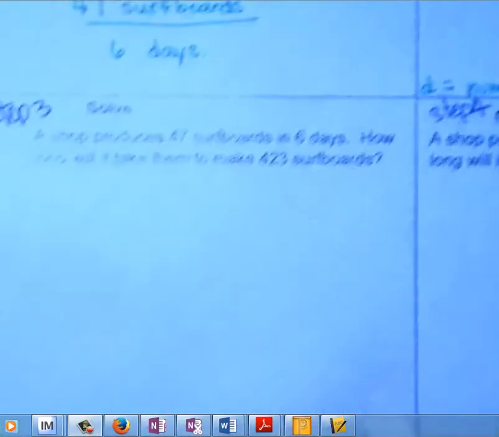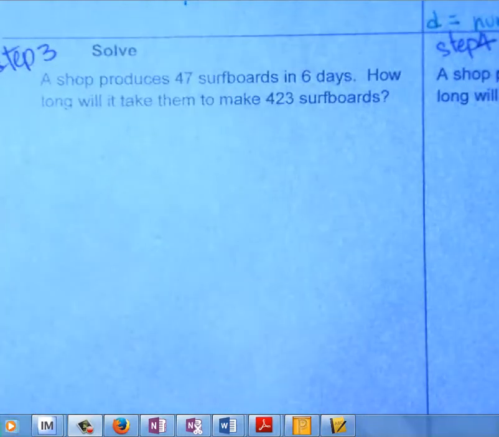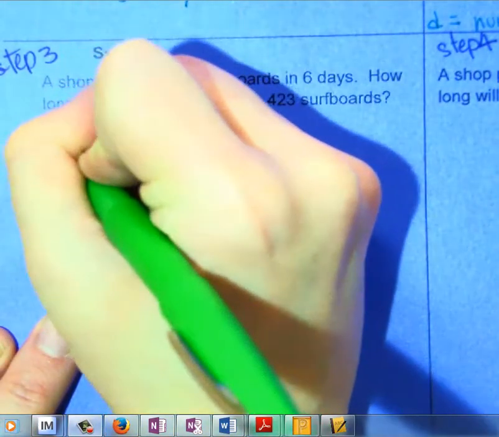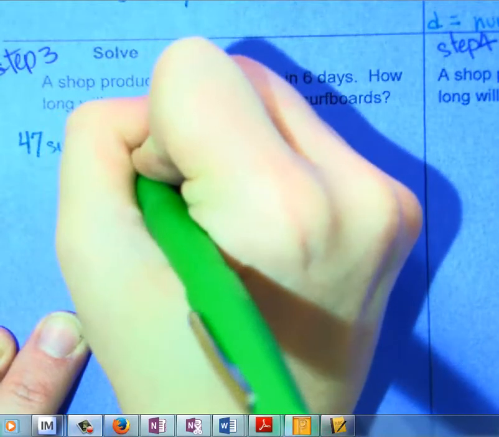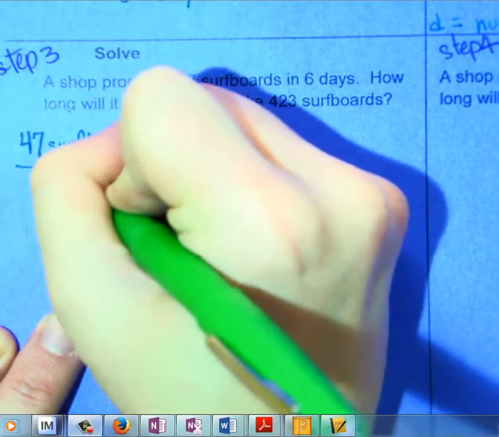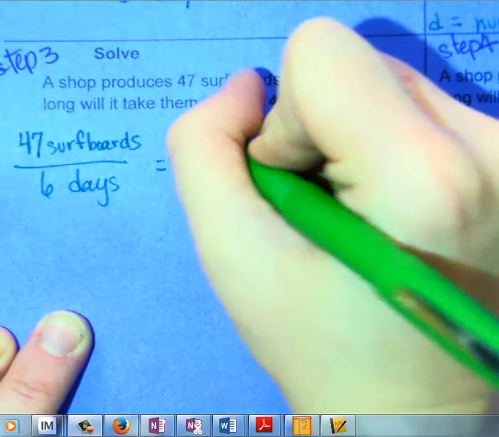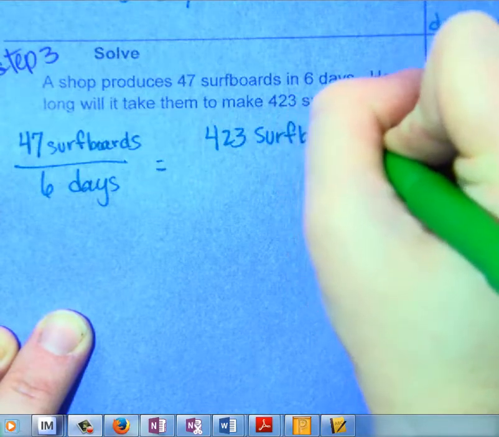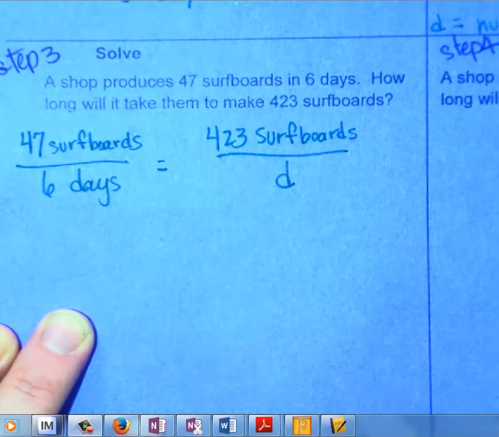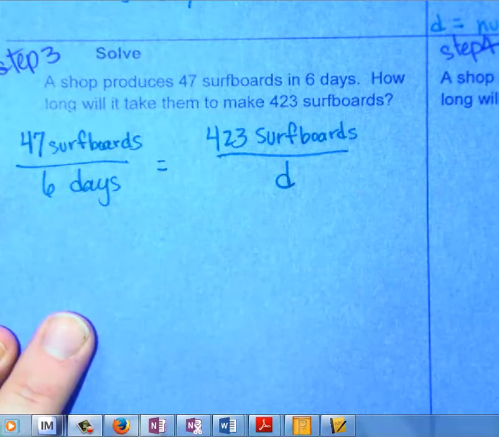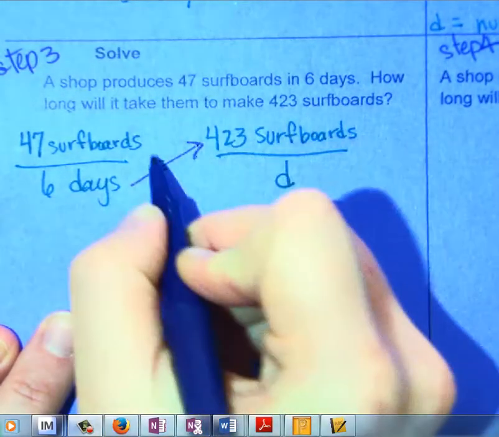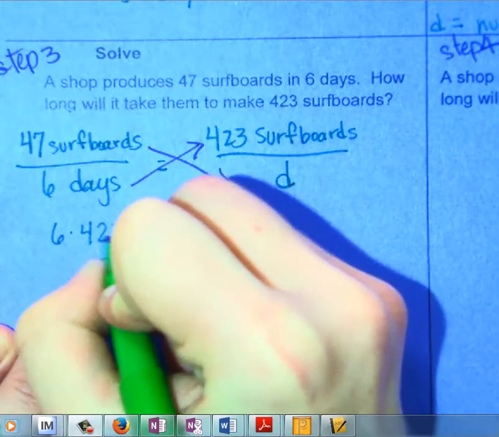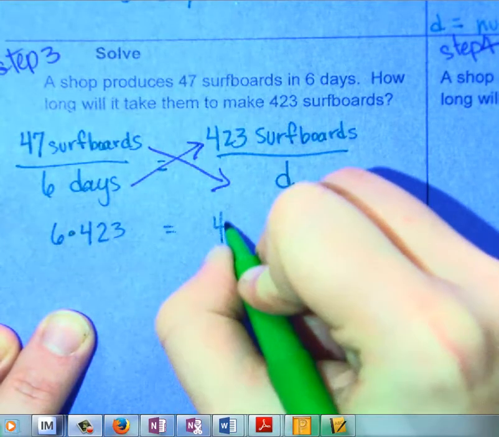So then we're going to move on to step 3. We're actually going to solve it. So 47 surfboards, that's our first ratio, to 6 days is equal to 423 surfboards, this is our second ratio, in D days. So to solve, we're going to cross multiply. 6 times 423 is equal to 47 times D.